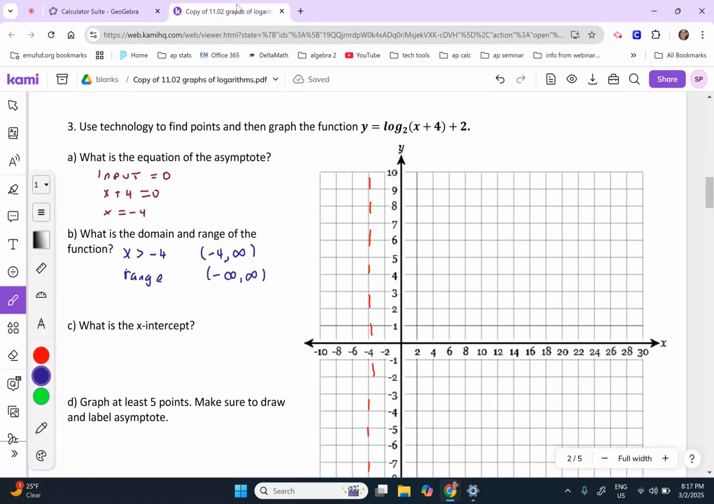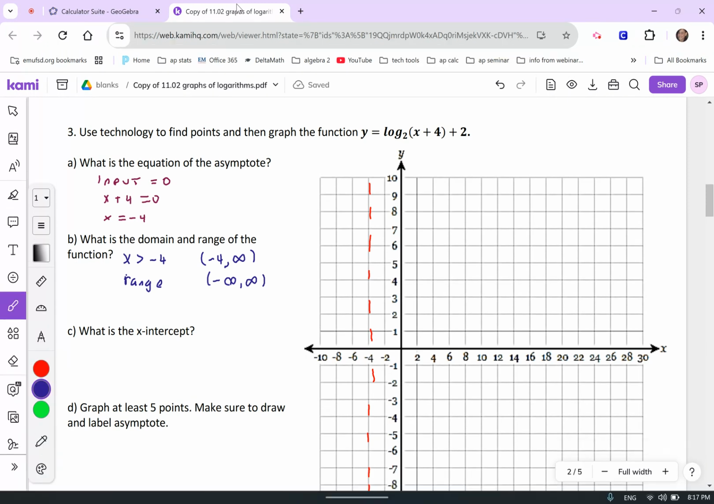Okay, so let's write that down. One way of getting the x-intercept is to create a second equation, y equals 0, and then find the point of intersection, which we found as -3.75, 0.